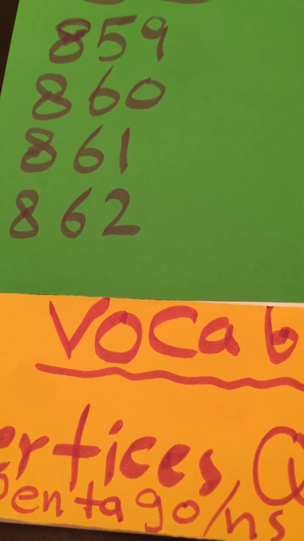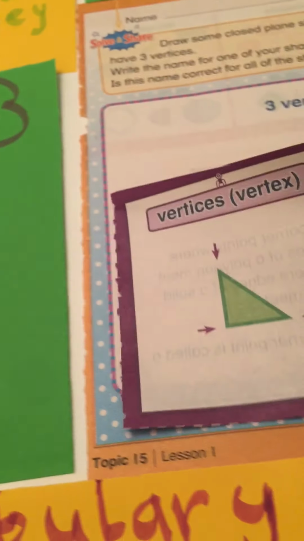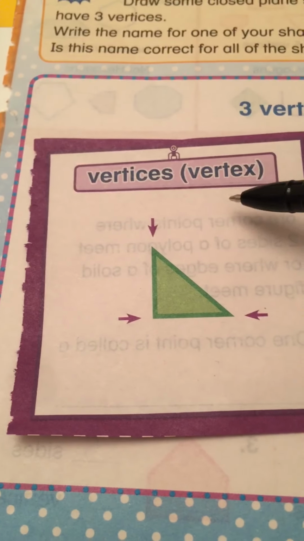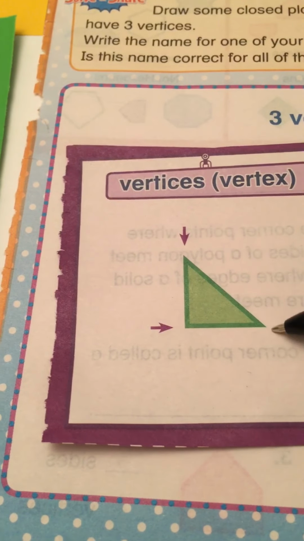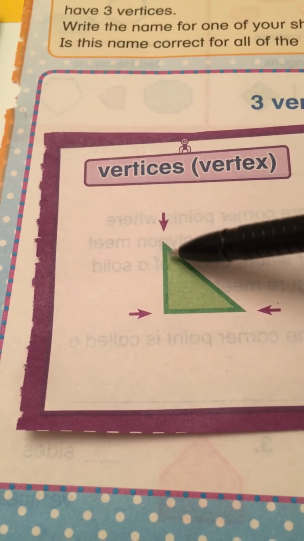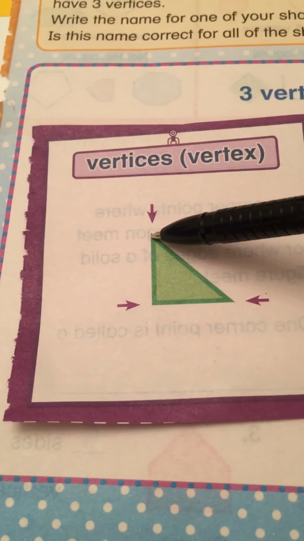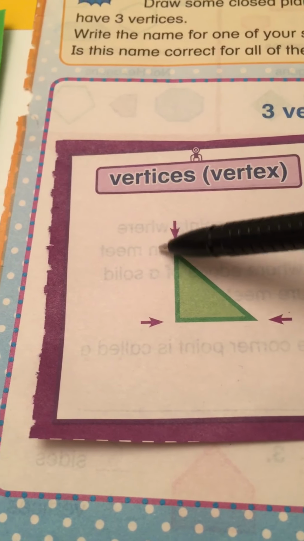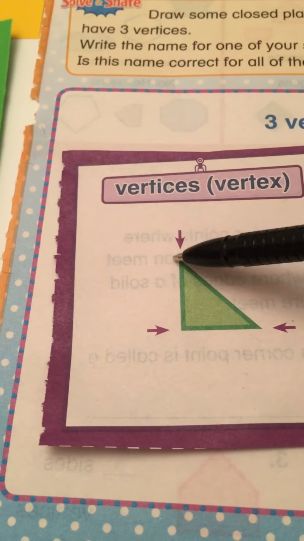So the vertices is this. When you look at this shape, there is a sharp edge here. This is what we call a vertex, and the plural is vertices. It is the sharp edge where each two sides meet. So this side is meeting this side in a sharp edge called a vertex. So these three are vertices.